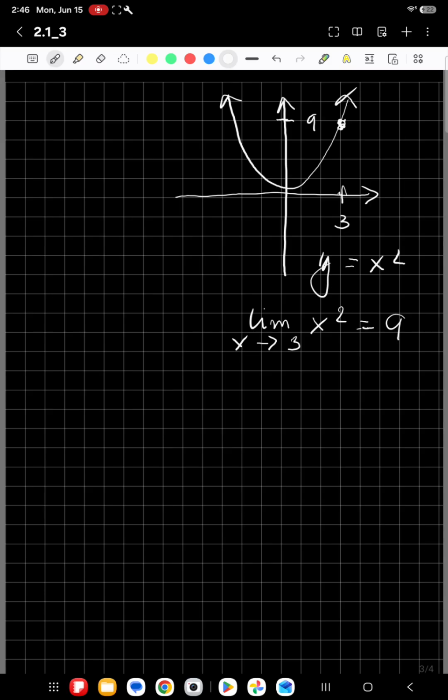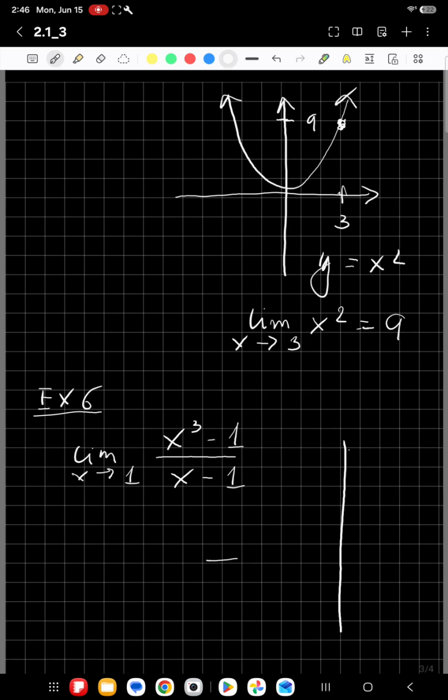Okay, so here is another example. Let's call it example 6 to make it an official example. Example 6, and we need to figure out the limit. It looks like this: limit as x approaches 1 of x cubed minus 1 over x minus 1. Okay, so you see that the situation here is a little different. Let me show you a graph, actually.